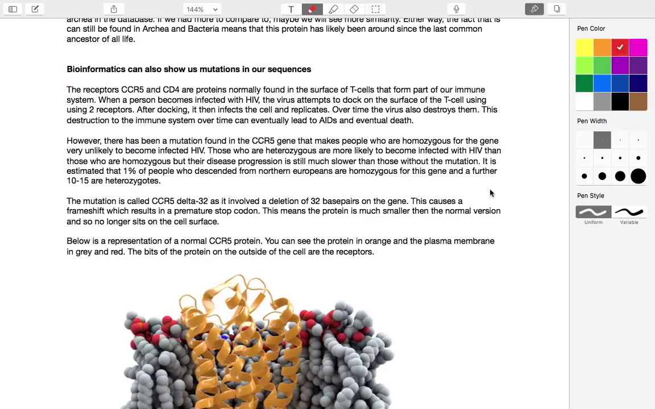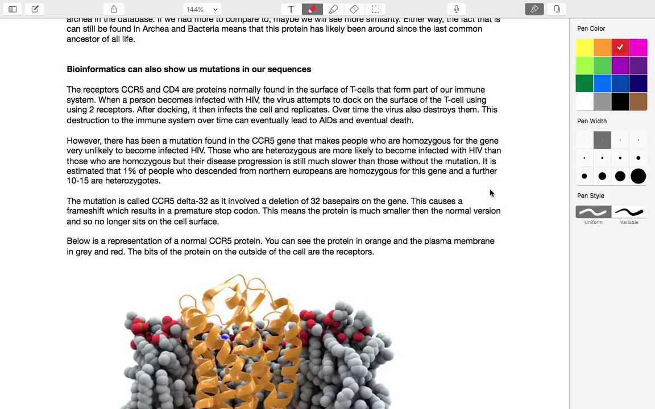It is estimated that 1% of people who descended from Northern Europeans are homozygous for this gene, and a further 10 to 15% are heterozygous. This mutation is called CCR5 delta 32, as it involves the deletion of 32 base pairs in the gene. This causes a frame shift which results in a premature stop codon, and this means the protein is much smaller than the normal version and so no longer sits on the cell surface.